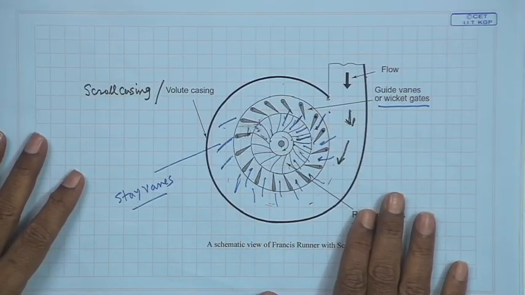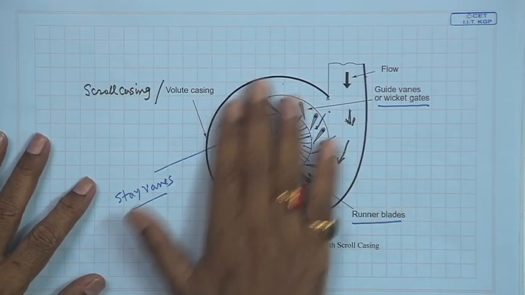Now, we will analyze the force on the runner blade of a turbine and how expressions for power developed and the blade efficiency, hydraulic efficiency, are obtained. So, to start with, I will again refer to this figure, though this is a very simple figure in a two dimensional plane. Let us consider this figure.